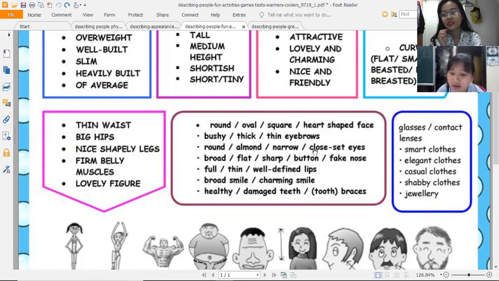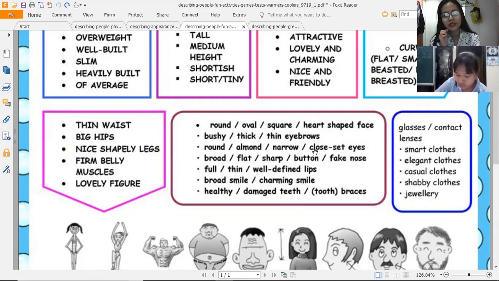Bushy. Yeah. You know bushy. Okay, if we say bushy hair, this means your hair in the morning. Do you know how to describe your hair in the morning? Okay. Yes, bushy is the same like this. Okay, then next one.